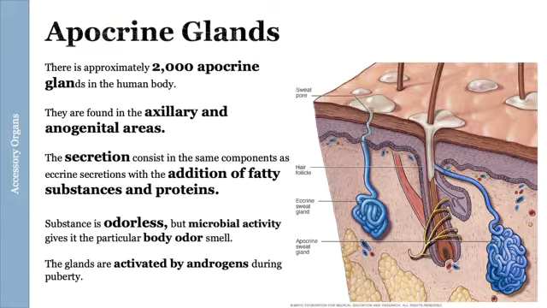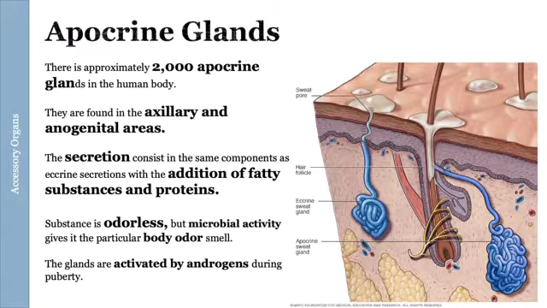And this is going to make all the big difference in the type of sweat that these two glands will produce. Normally, sweat is odorless, but microbial activity on the surface of the skin produces that particular body odor. So sweat doesn't make you smell. It's basically microbial activity, these little bacteria eating those fatty substances and those proteins, that produces that particular body smell.